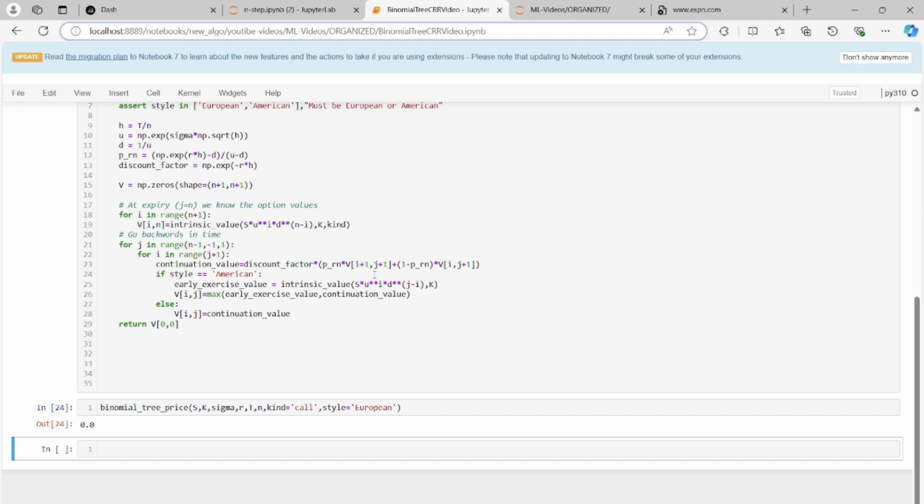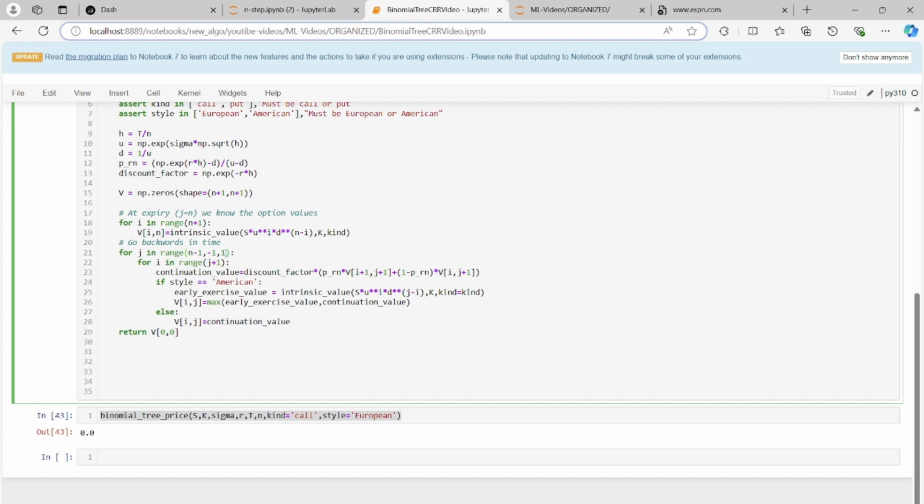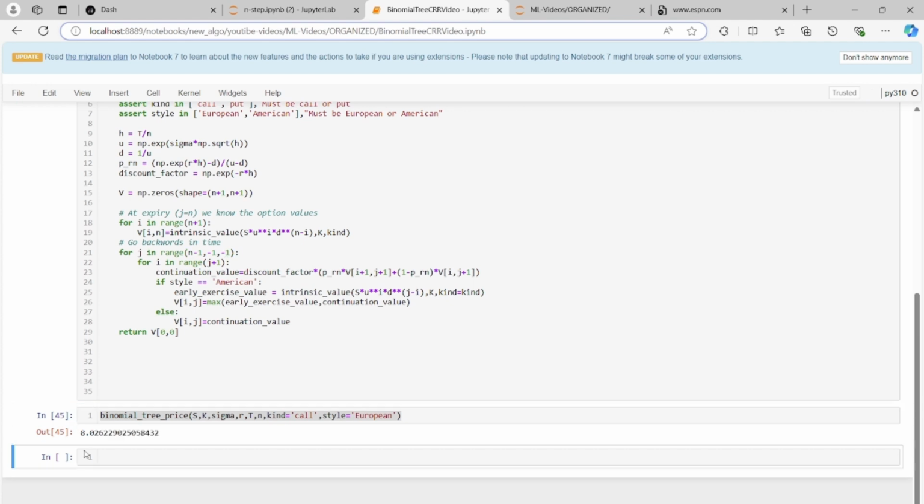We went backwards in time. N minus 1 is here. Oh, I know the problem. The j is going from N minus 1 all the way to 1, but we need it to go to 0. And to 1 actually means till 2, so we need to minus 1. So then it stops at 0. So now we get a reasonable value.